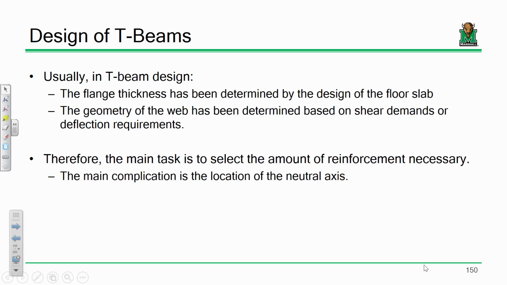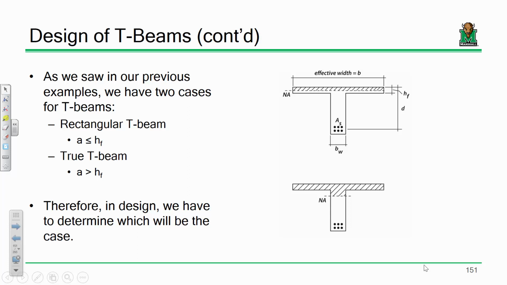So there's really never a situation where the design of a T-beam would be an unknown cross-section. That really wouldn't happen because you can design each component separately. So when you're designing a T-beam, always the big challenge is to select the amount of reinforcement necessary. Now the main complication is to figure out whether it's a rectangular T-beam or a true T-beam. So let me show you how we do that.